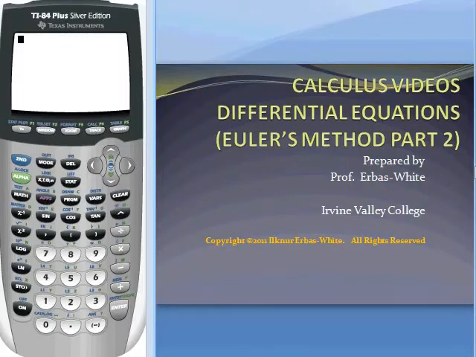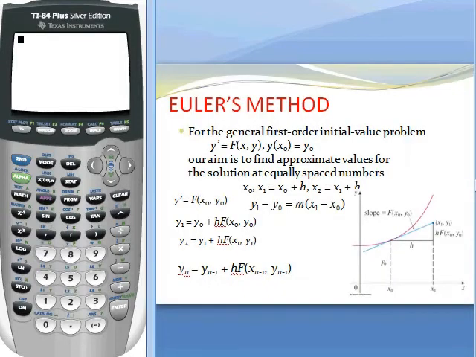Now let's talk about Euler's method. Now, let's review that. Okay, for a general first order initial value problem where y prime is given, it's a function of x and y, and you know y of x0 is y0, that's given.